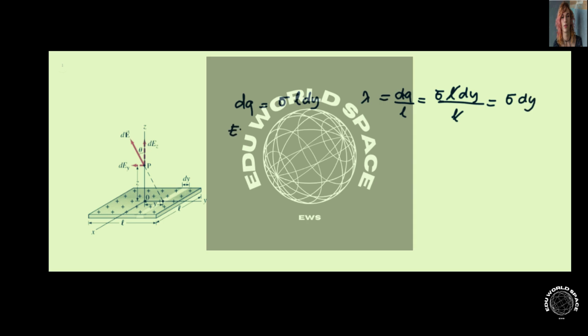So let's remember from example 21-11, we have the differential of the electric field as lambda over 2 pi epsilon naught times y squared plus z squared, adjusting our dimensions for this problem. So what we have is dE equals sigma dy over 2 pi epsilon naught times y squared plus z squared, right?